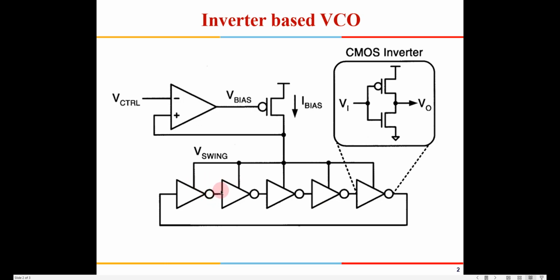If I decrease the current carrying capacity, then the propagation delay will increase, right? It will take that much more time for the output to go high because now the current is less. So that means the time period will increase and hence the frequency will decrease.